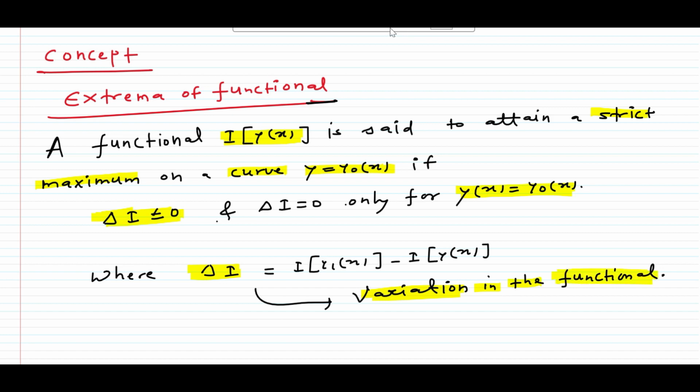So this notation denotes, in other words, the increment, or we can say the variation. So the variation has to be less than or equal to 0, and the variation becomes 0 only for y of x equal to y naught of x.